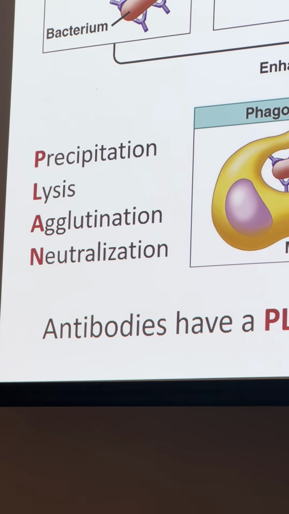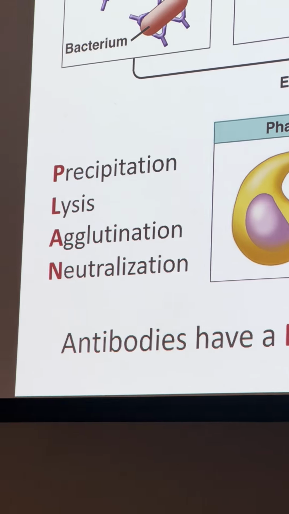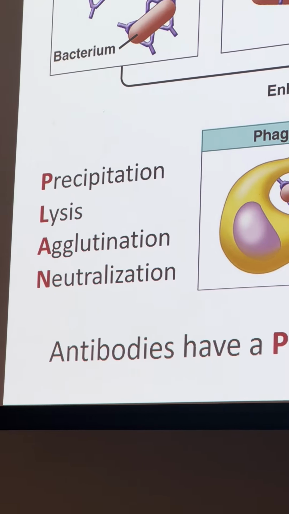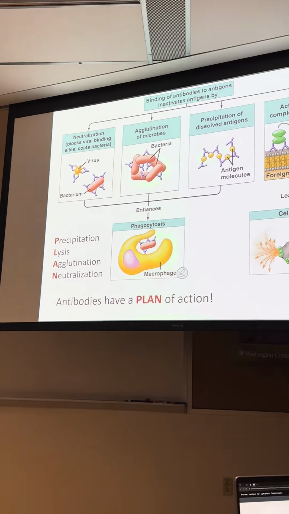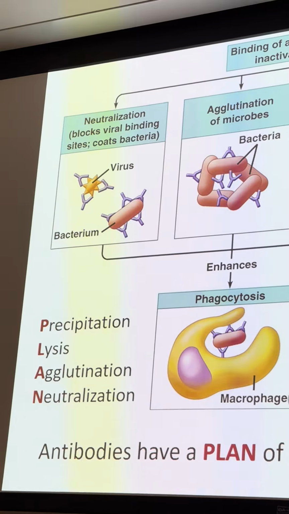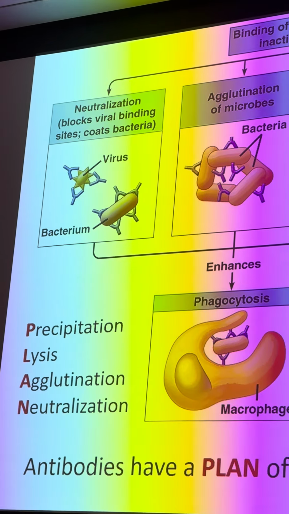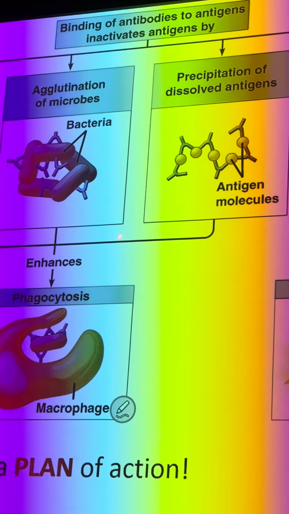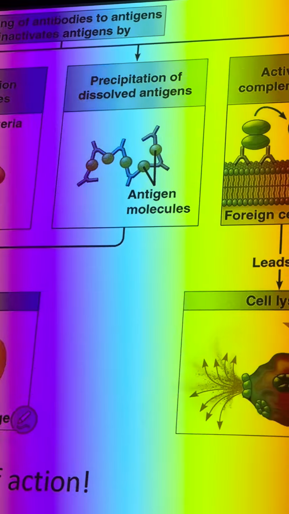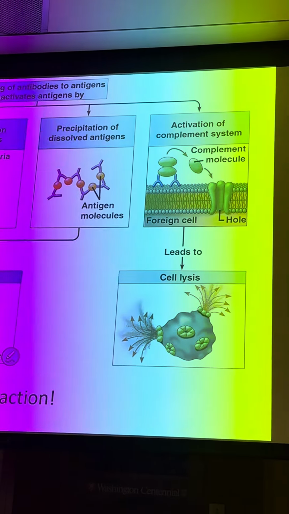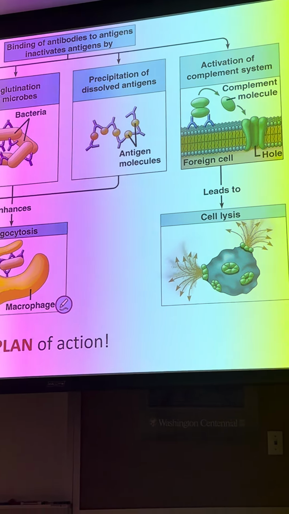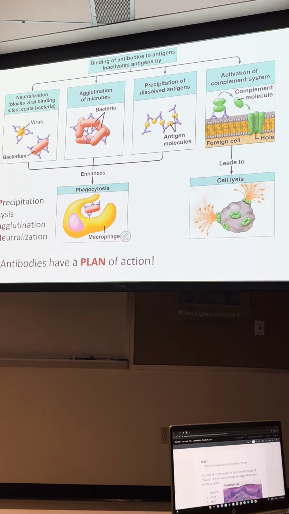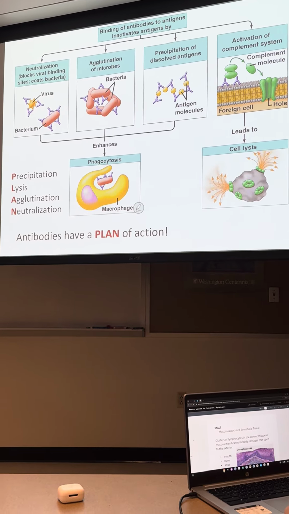Here we go. The first thing they do, they have a plan of action. So we'll go from the P. Precipitation, okay? The first thing they do is they attach on. They're sticky. They attach onto liquids or solid kinds of things. So precipitation means they attach onto any kind of dissolved antigen particle. They stick, they hold it there, and they call out for macrophages and neutrophils to eat it. Remember, it's like that jelly guy.